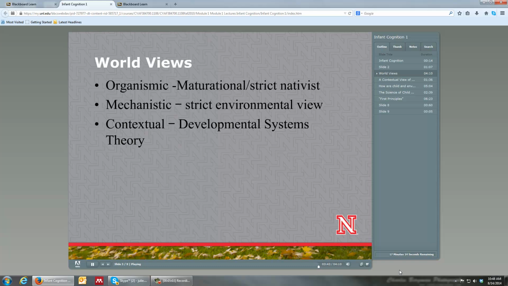The contextual worldview, which is sometimes referred to as developmental systems theory, or Bronfenbrenner's ecological systems theory, really views this interactional process that both the child and the environment are active contributors to development. Now think about for yourself, which one of these worldviews best fits the way that you look at the role of child and the role of environment in development.